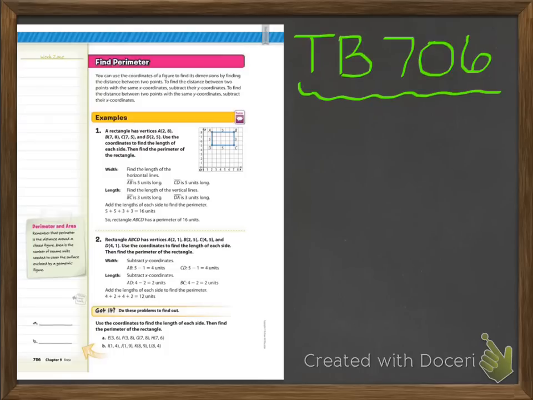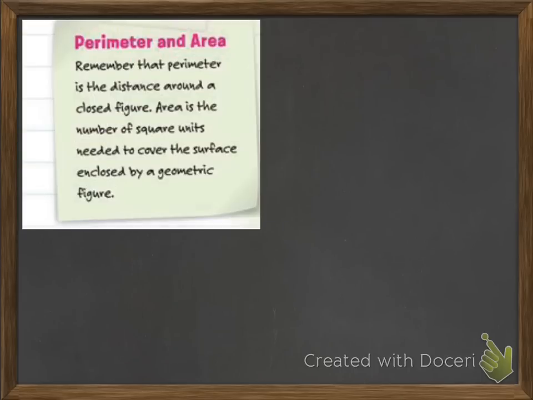Let's go ahead and check out the next page here. Now we're going to be looking at textbook page 706. So at the top of the textbook page, you should see find the perimeter. So again, it's going to give you a little note here off to the side. It says perimeter and area. Remember, the perimeter is the distance around a closed figure, and the area is the number of square units needed to cover the surface enclosed by a geometric figure.